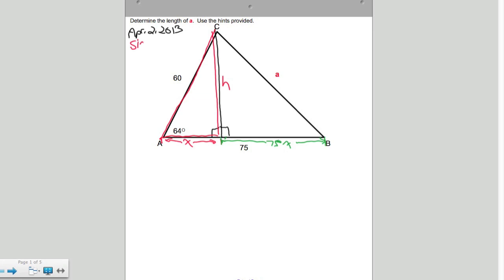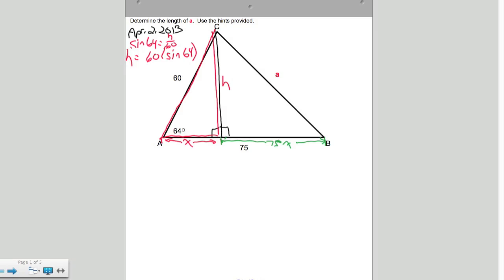So we got sine of 64 is equal to H over 60. So we got H is equal to 60 over sine 64. Okay, so that's one thing that we could have. Does everybody see how we sort of got H? Wouldn't it just be 60 times sine 64? Oh, sorry. Miscalculated there. So H is equal to 60 times sine of 64.